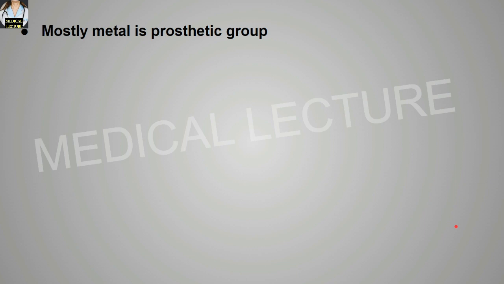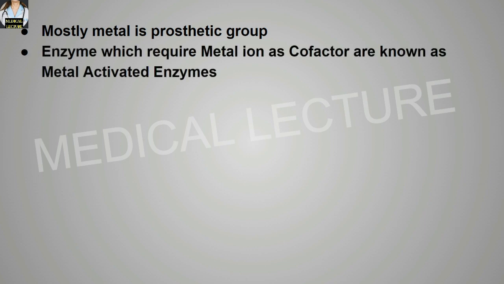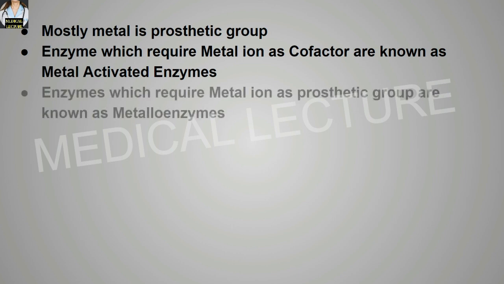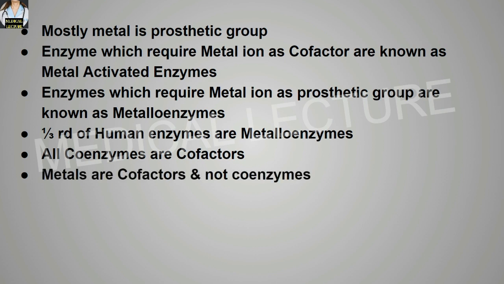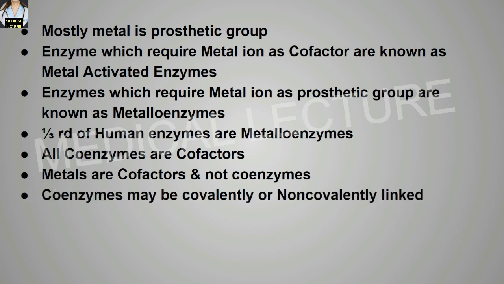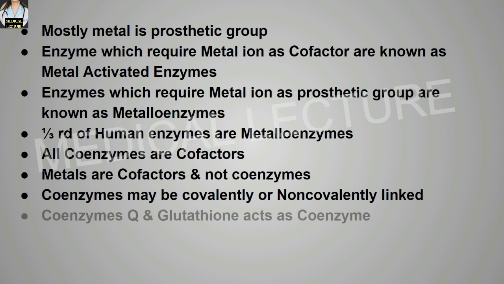Mostly the metal is a prosthetic group. Enzymes which require a metal ion as cofactor are known as metal activated enzymes. Enzymes which require a metal ion as prosthetic group are known as metalloenzymes. One-third of the human enzymes are metalloenzymes. All coenzymes are cofactors. Metals are cofactors and not coenzymes. Coenzymes may be covalently or non-covalently linked. Coenzyme Q and glutathione act as coenzymes.